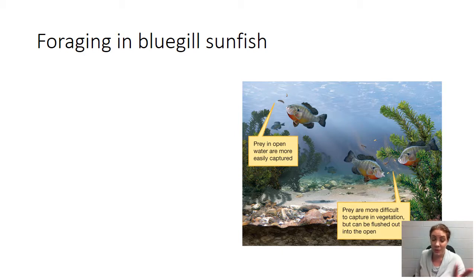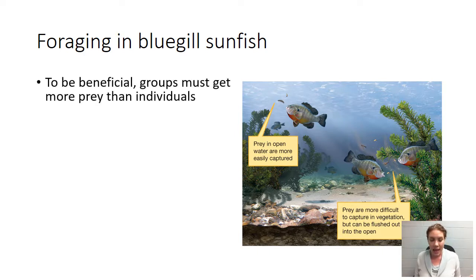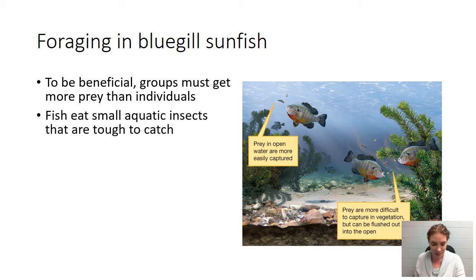And in particular, we get to move away from the scary things, no more spiders, and we get to look at these little fish, bluegill sunfish. And we are trying to assess the benefits to this group existence. So to be beneficial, from a survival perspective, at least for this point, groups have to be able to get more prey, more food, than individuals could if they were hunting by themselves. Hopefully that part makes sense.